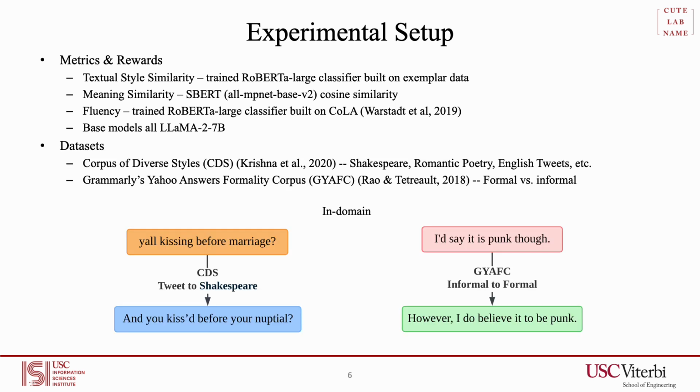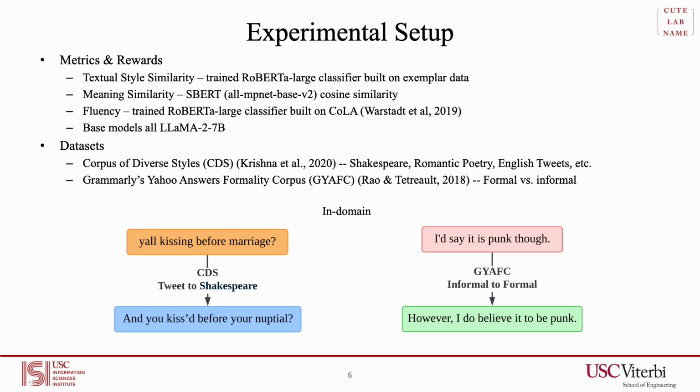As far as the actual experiments we're going to run, we have two different corpora of stylistic outputs. We have the Corpus of Diverse Styles, where we have Shakespeare, Romantic poetry, English tweets, a total of 11 different styles. This was used in a previous style transfer paper. And we have Grammarly's Yahoo Answers Formality Corpus, which has formal and informal.